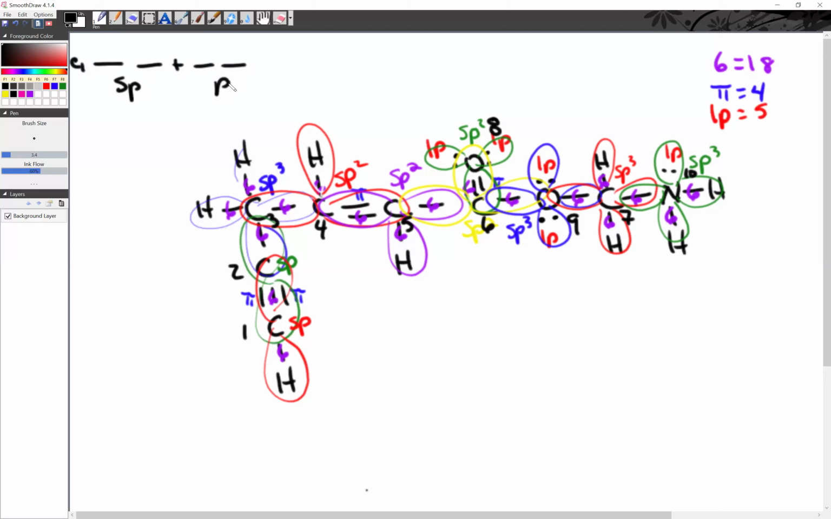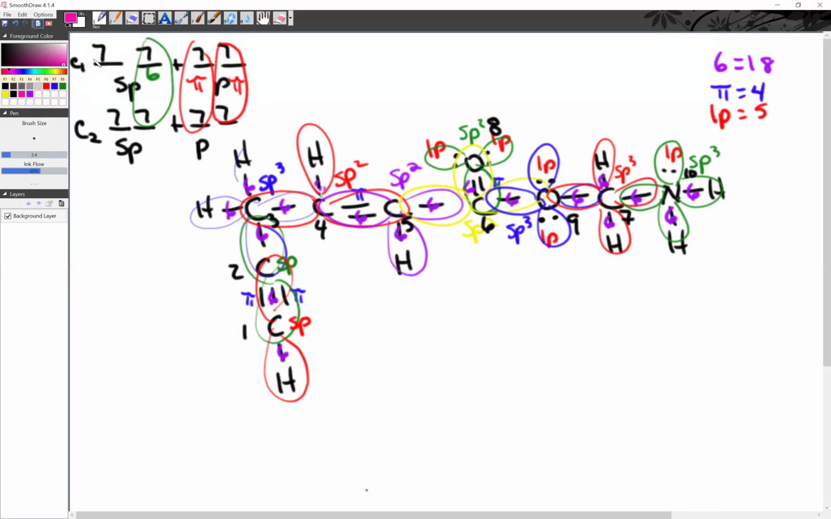And how many valence electrons does carbon have? Well, it has 4. So it has the potential for 2 sigma bonds and 2 pi bonds. Carbon number 2 is also sp hybridized. So guess what? It also has the potential for 2 sigma bonds and 2 pi bonds. Now we know they're bound together. So there's the sigma bond. And then here's the first pi bond, and there's the second pi bond.